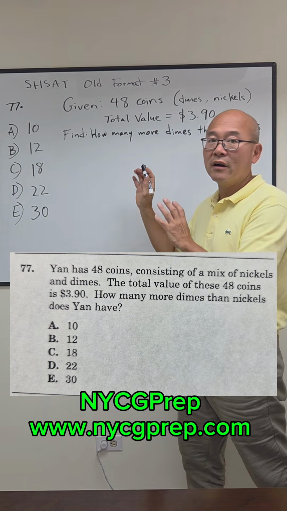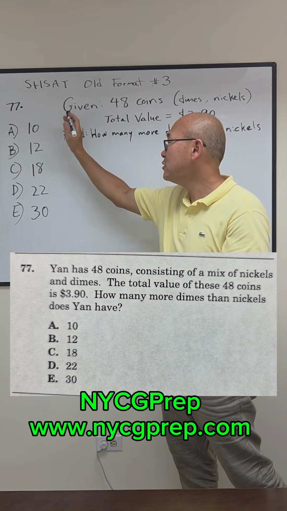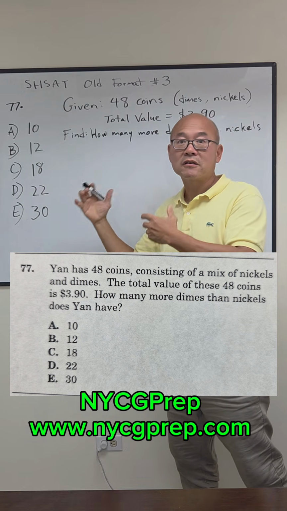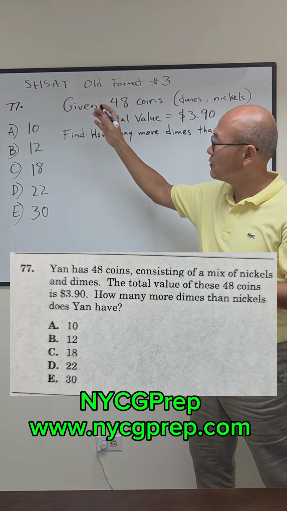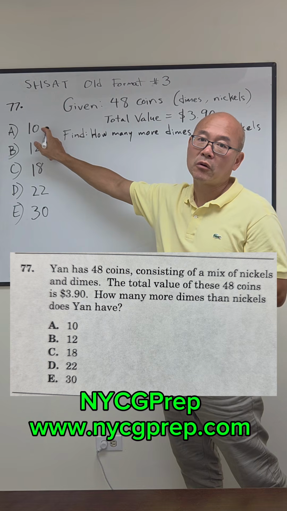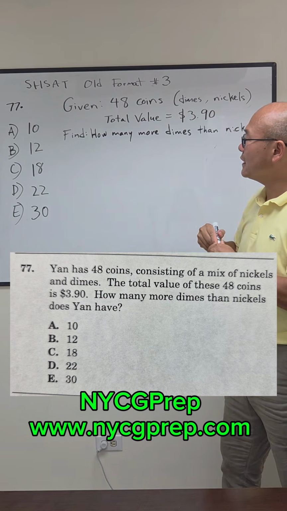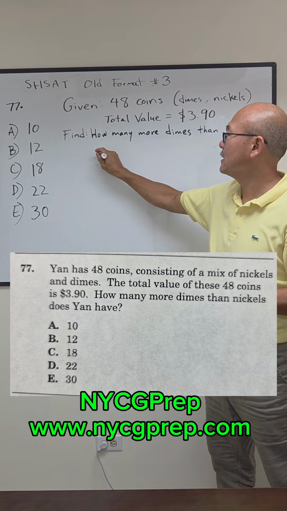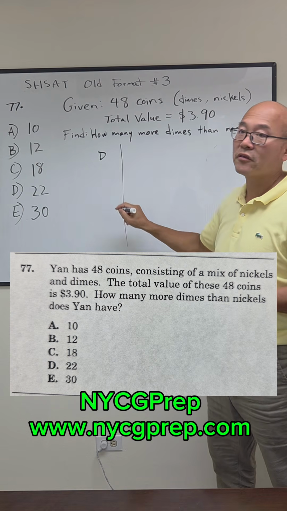But remember, this is a multiple choice test. We can use the choices to help us find the answer. So look at the choices, start with an easy number. Number 10. The 10 represents the difference between the number of nickels and dimes.